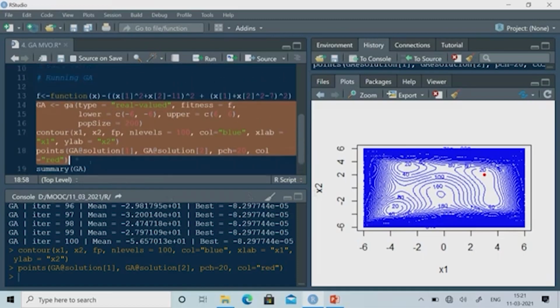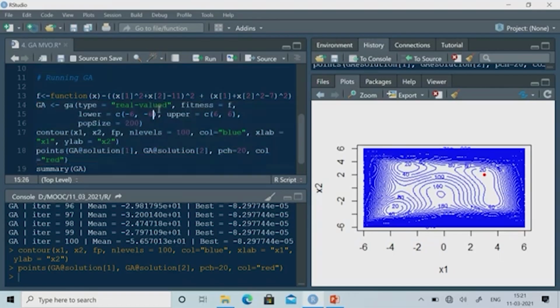What I can do basically is get the solution by changing this upper bound and lower bound. Suppose I would like to get the solution in the second quadrant, then what I will do: for x1, lower bound is minus 6 and upper bound is 0, and for x2, lower bound is 0 and upper bound is 6. So, I have used the upper bound and lower bound of the second quadrant, minus 6 and 0, and 0 and 6.